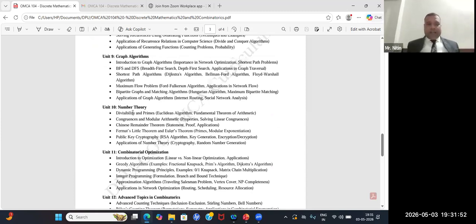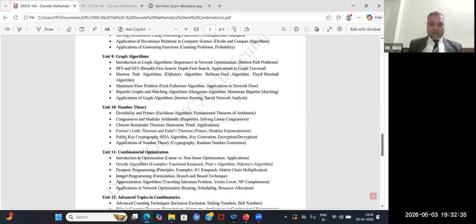So let's quickly go through the content of number theory. In this particular unit, we are going to learn the basics, that is divisibility and primes. In divisibility and primes, we have the Euclidean algorithm and the fundamental theorem of arithmetic, then congruence and modular arithmetic, with properties and solving linear congruence, and the Chinese remainder theorem. In the Chinese remainder theorem, we will go through the statement, proof and application.